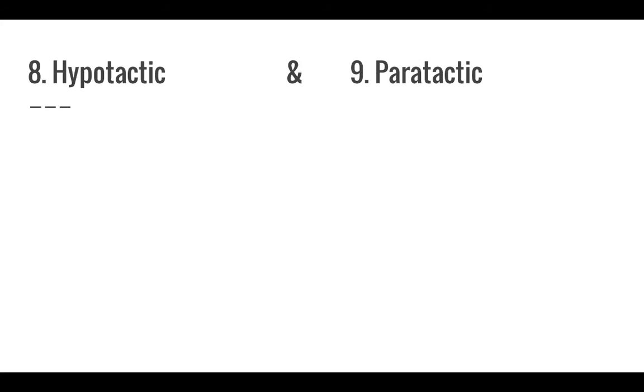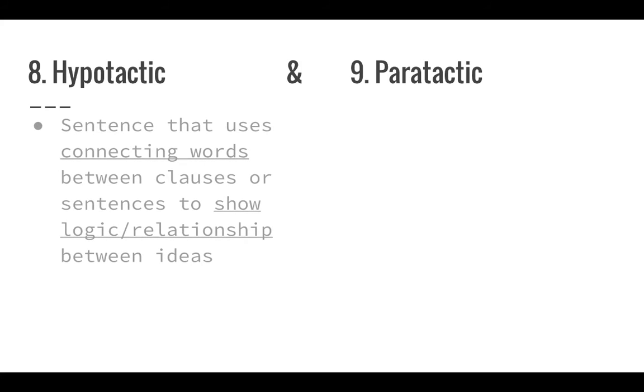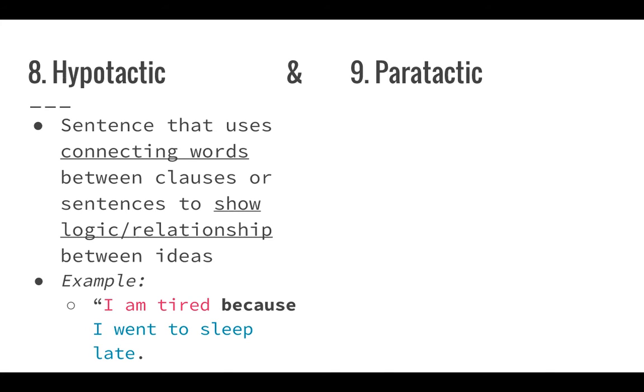The next two will also combine because they are related. A hypotactic sentence uses connecting words between clauses or sentences to show logic or the relationship between ideas. So an example would be saying, I am tired because I went to sleep late. A hypotactic sentence is not mutually exclusive from some of these other definitions. You could possibly have a compound sentence that's also hypotactic, but we just need to be familiar with the different definitions. So here, the key difference between this and the next one we'll talk about is this word because.